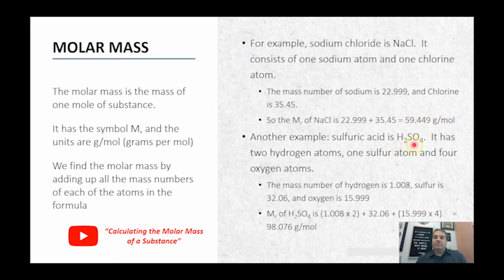Sulfuric acid, H2SO4, has 2 hydrogens, 1 sulfur, and 4 oxygens. So again, you find the atomic masses off of the periodic table. So hydrogen is 1.008, sulfur is 32.06, oxygen is almost 16. Then we just multiply by how many there are in the formula, and we end up with a total atomic mass of 98.076 grams per mole for sulfuric acid.